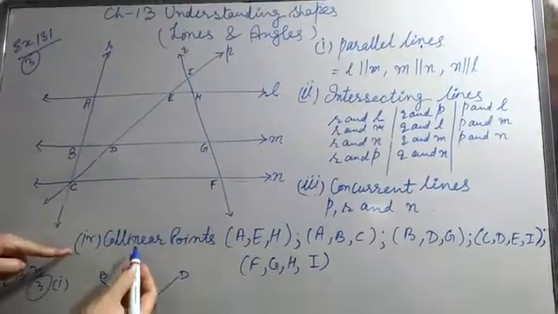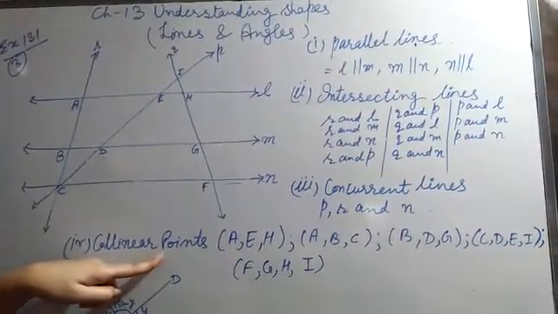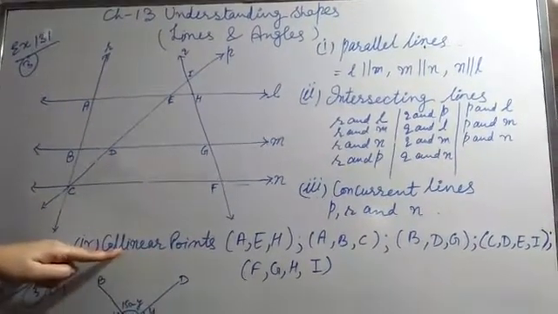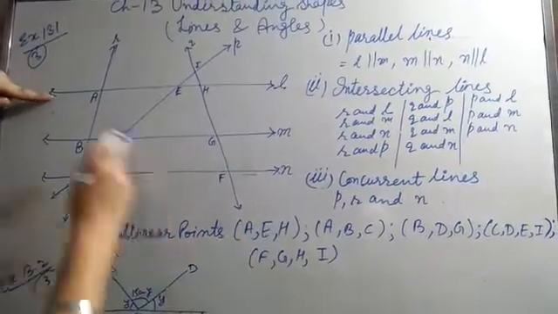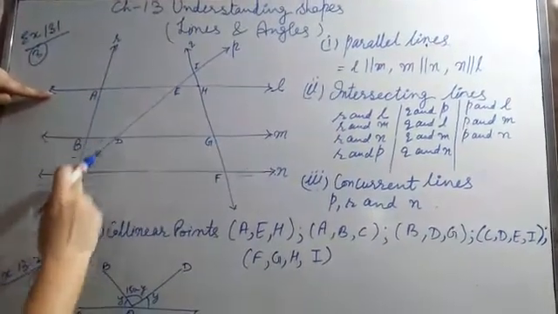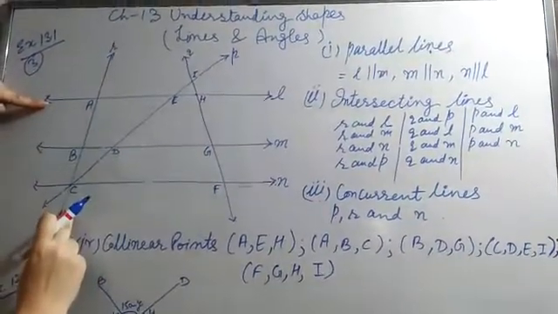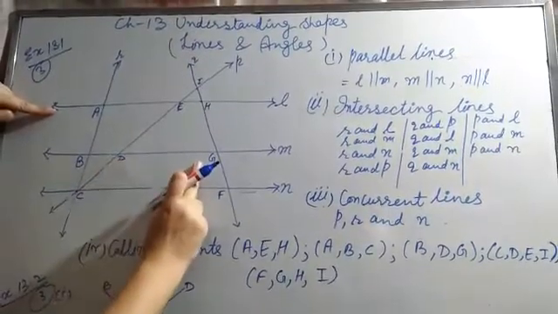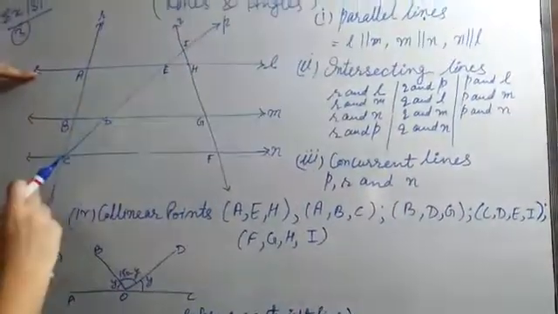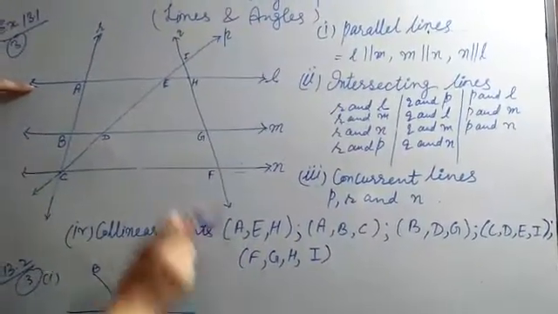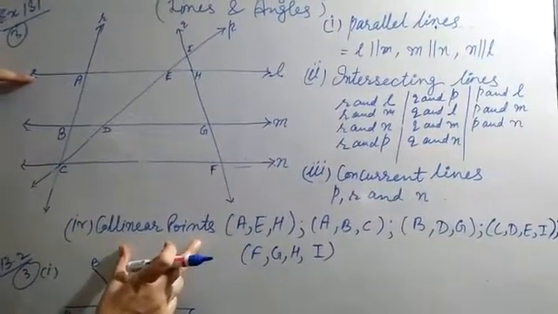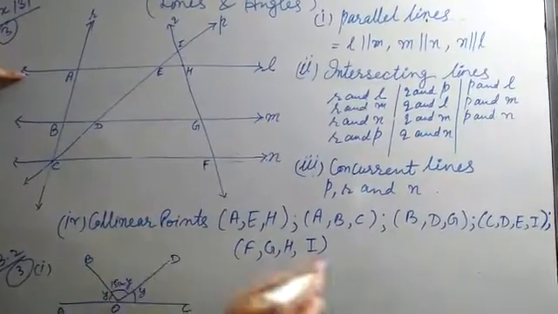Next we have collinear points. Collinear points are those which lie on the same line. When more than 2 points lie on the same line, they are called collinear points. So here, first of all, A, E and H all lie on line L. Then A, B and C all lie on the line R. Then B, D, G all lie on the line M. C, D, E and I all lie on the line P. Next, last one, it is F, G, H and I all lie on the line Q. So the points which lie on the same line are called collinear points.